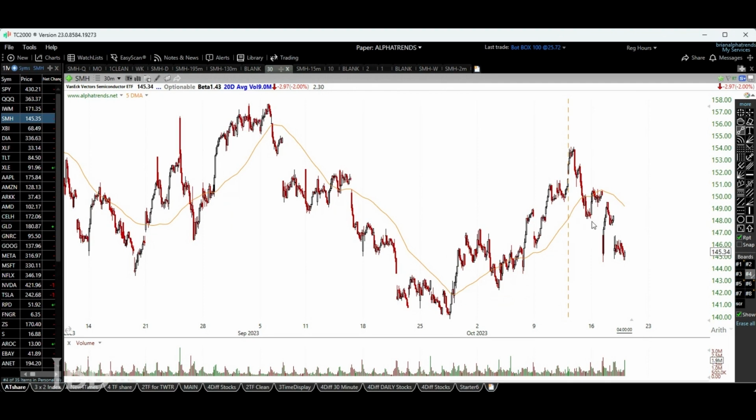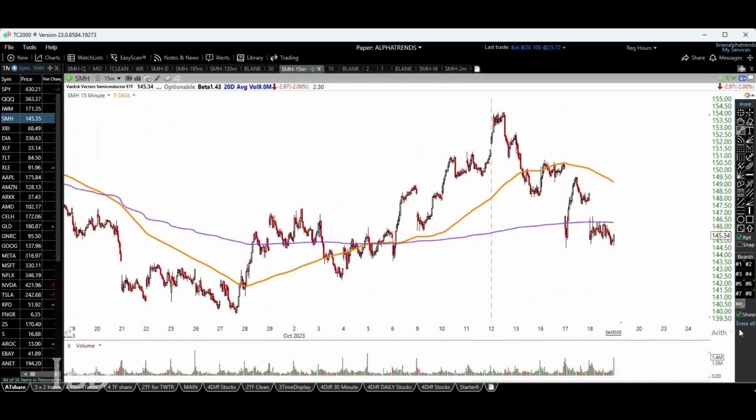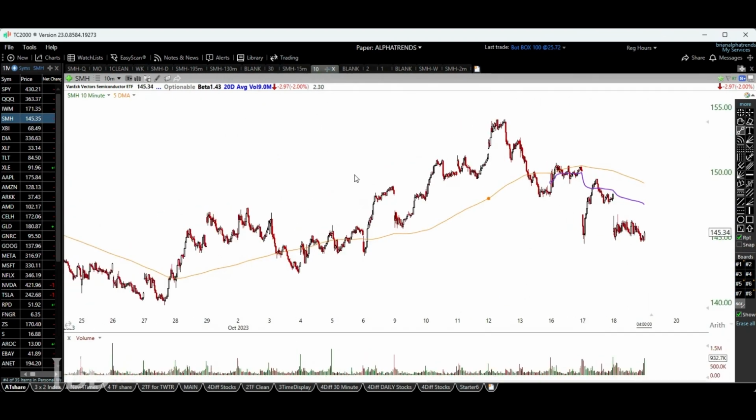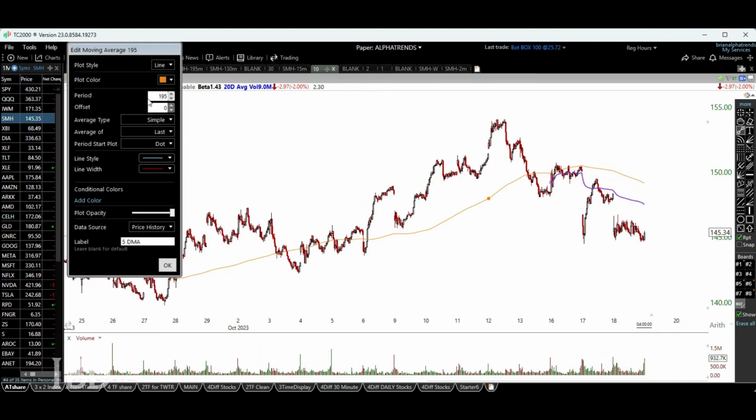Now, if I want to get a little bit more detailed and go down to a 15-minute time frame, we've got to do another adjustment. Let's do a 10-minute time frame just because it's simpler math. Again, 1,950 minutes. If the time frame is 10 minutes, then this 5-day moving average here, you'll see, is the 195 period. 195 times 10 is 1,950 minutes. That's the true 5 days.